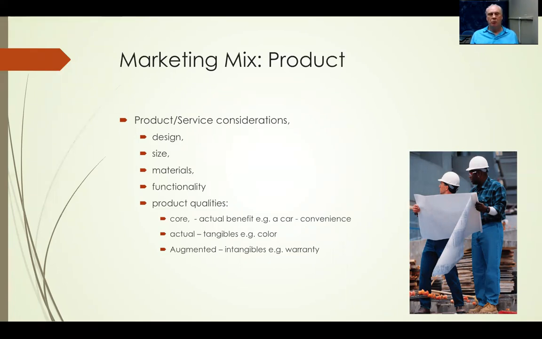Fifth, the product qualities. In other words, its core benefits to each individual, its actual benefits, in other words, its tangibles, and then its augmented qualities, in other words, intangibles, say for example, customer support or warranty, etc.